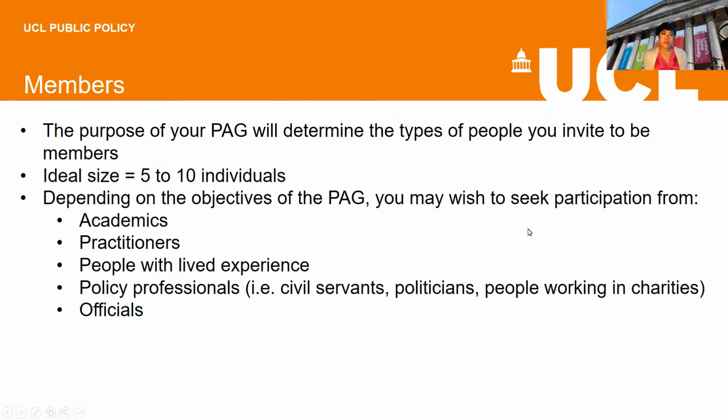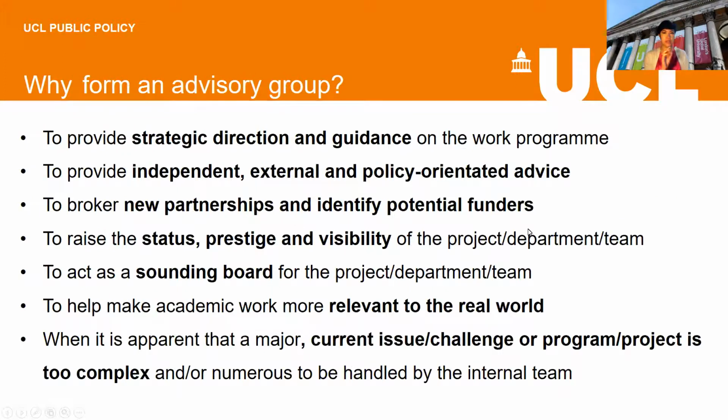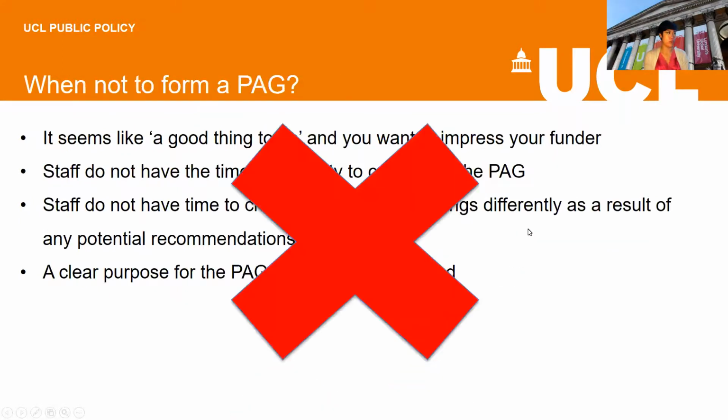In terms of who you invite to your policy advisory group, the ideal size is 5 to 10 people. Anything more than that, and it's a bit like herding cats. So you want a group size that's manageable. You also want to think about what the purpose is when you start inviting people to join your advisory group. So again, go back to the why. And so the why will inform the who.